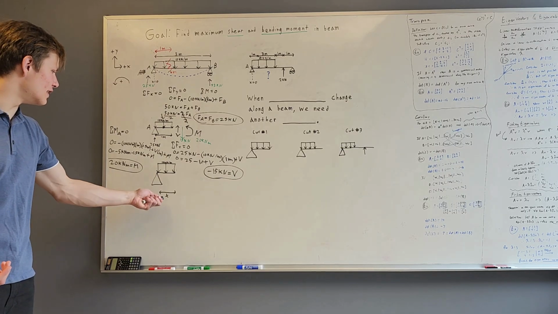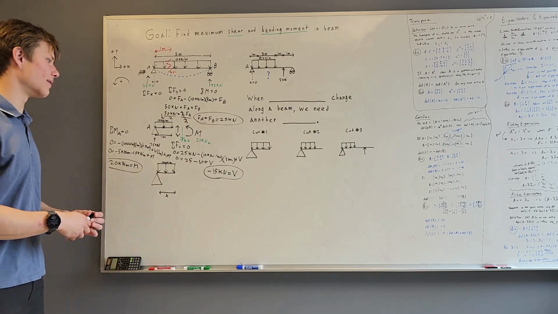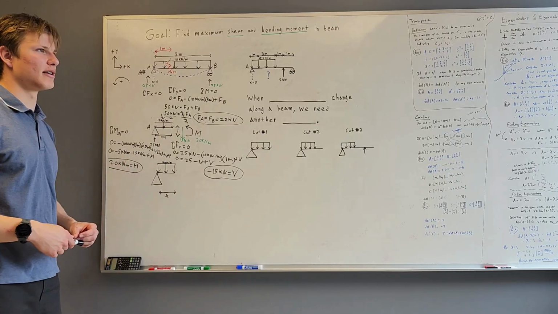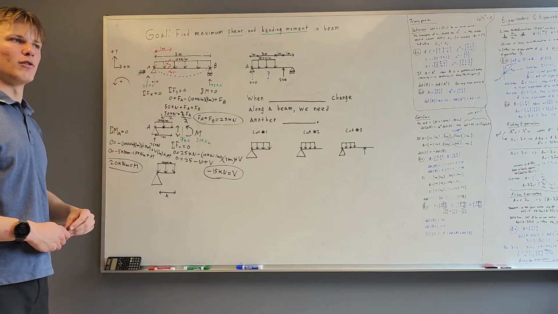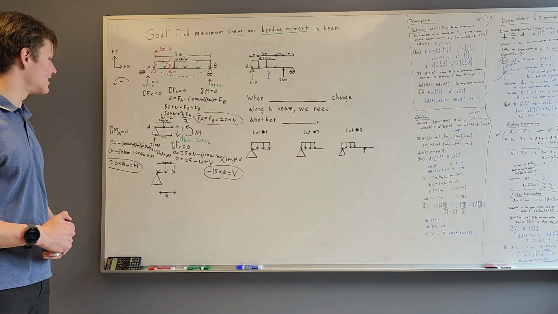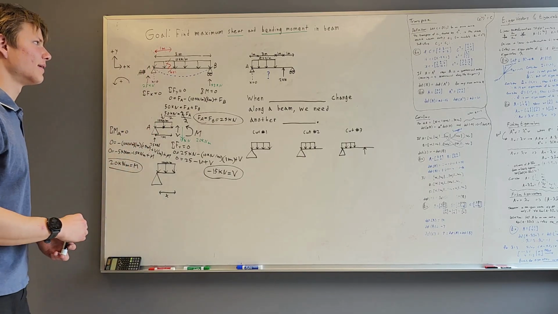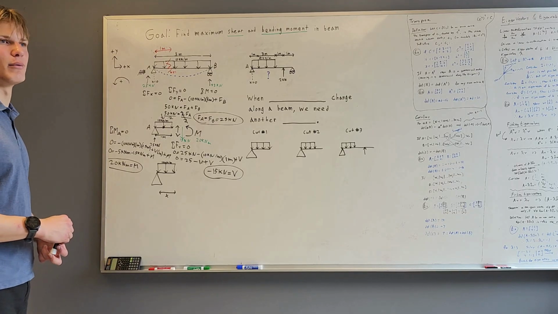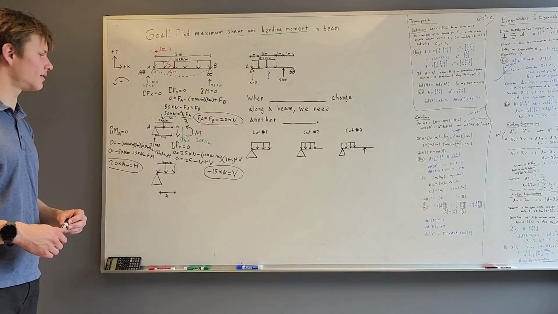Essentially, when we use x, we set an arbitrary distance, because remember, moment and shear change as you move through x. So what this does is we essentially get an equation for moment and shear at any point along the beam. And that's really what is leading us to our ultimate goal of finding the maximum shear and bending moment.